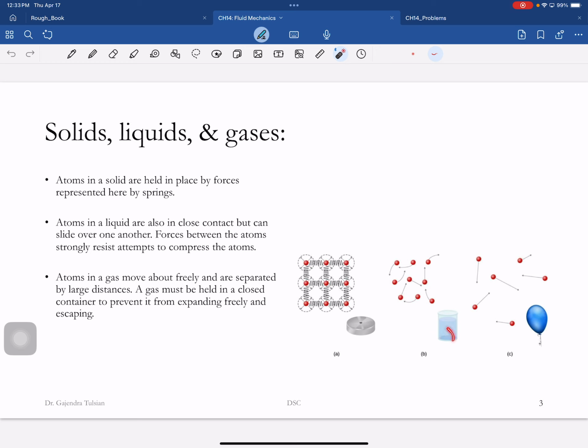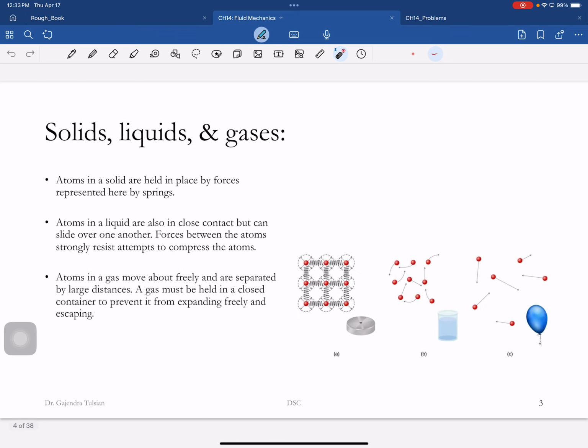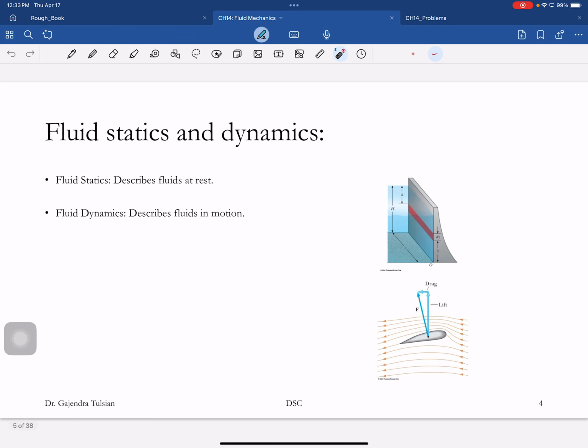So the difference between liquids and gases is the density. You'll see that in a second. Liquids are about 10 times, 100 times denser than gases. Solids are 1,000 times, 10,000 times denser than gases. So we'll come to the densities in a second.